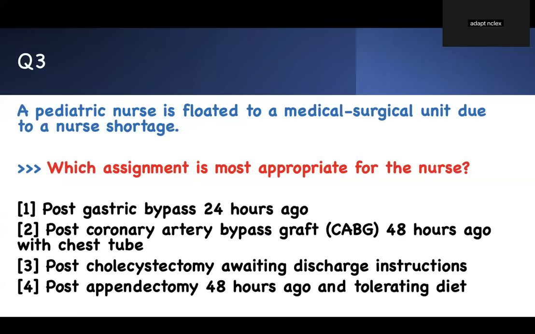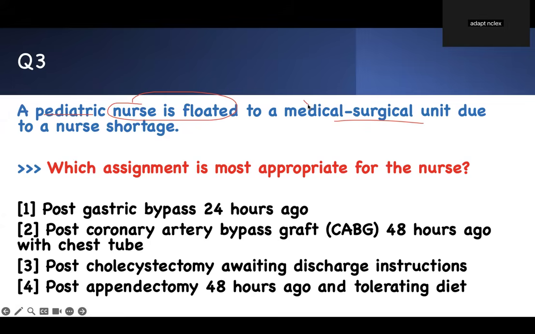Same thing. Which assignment is most appropriate for the nurse, right? What is the issue? A pediatric nurse is floating to a medical surgical unit due to a nurse shortage. When they give you a floater nurse, the key concept is what? That nurse is a baby nurse. She does not know anything about wherever she's going. She's a nurse, but she's a pediatric nurse. For your board, treat them like a new graduate nurse who has no clue about surgical nursing. What you do next, give them patients who are specific for what?